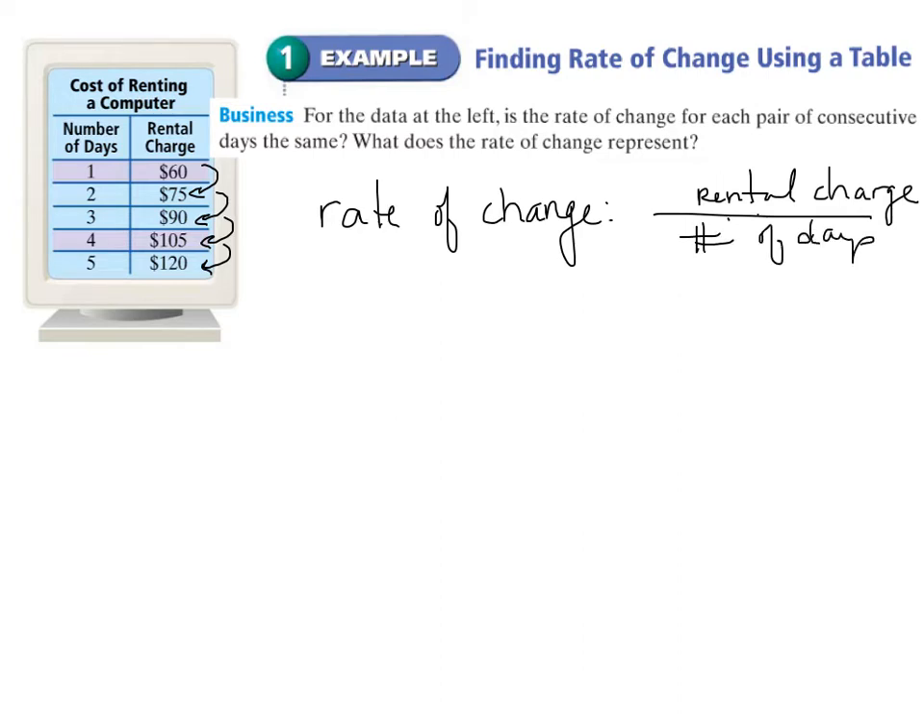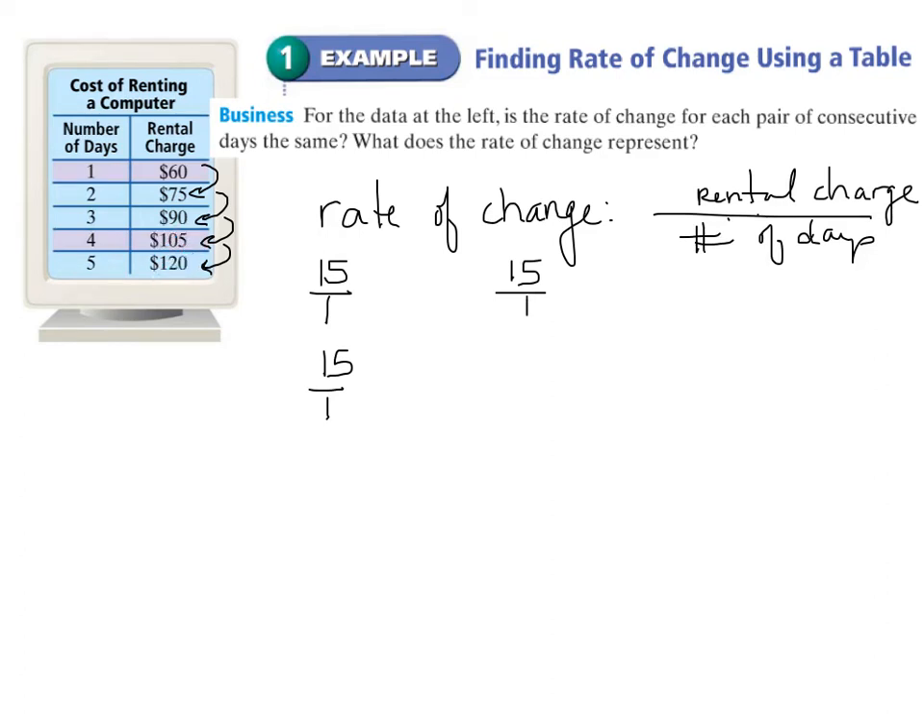So for each area, we're going to write this 4 times. We can see here that from day 1 to day 2, the rental charge goes up $15 and the days go up by 1. That gives us a ratio of 15 to 1. Then we look at the next day. From 75 to 90, it goes up another 15. From 2 to 3, it also goes up 1. Then, from 90 to 105, we subtract, and we get 15. 3 to 4 goes up 1.